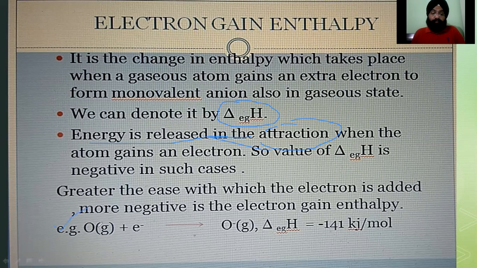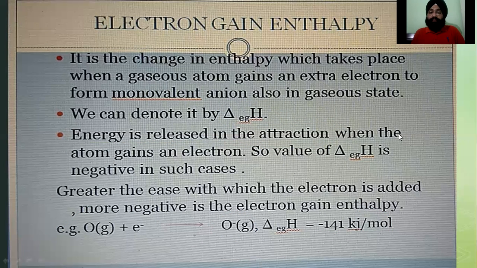Here is an example of oxygen gaseous atom to O negative gaseous. It releases 141 kilojoule per mole, and it is always given in per mole quantity, and the energy units, kilojoule or joule, are its units.